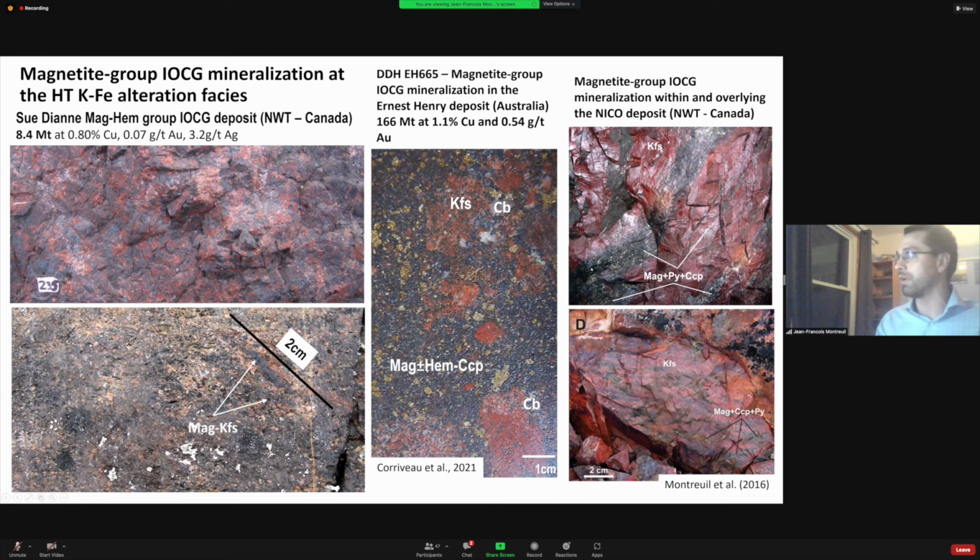And this is overlying the Nico deposit. This is called the symmetric showing. And again, the same assemblages associated with this magnetite group IUCG mineralization.